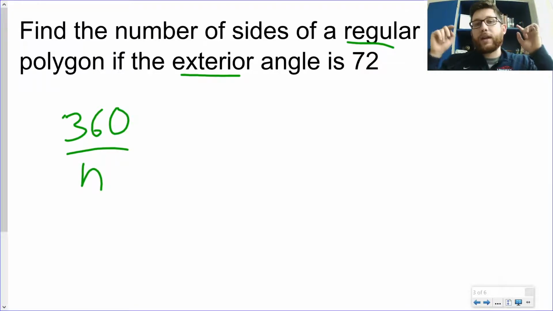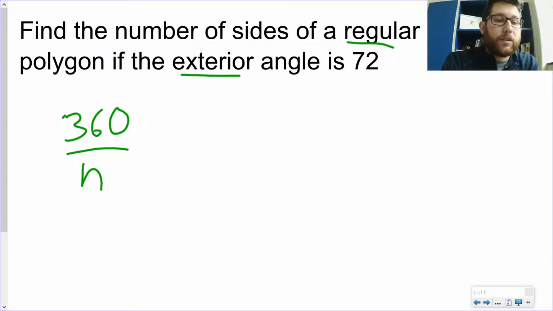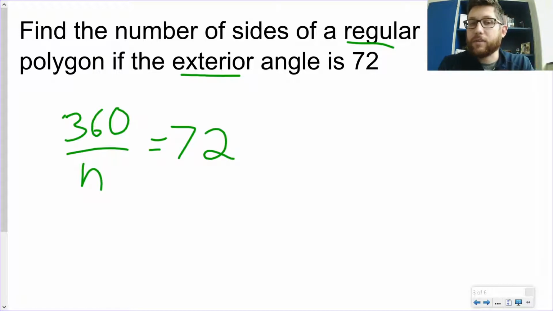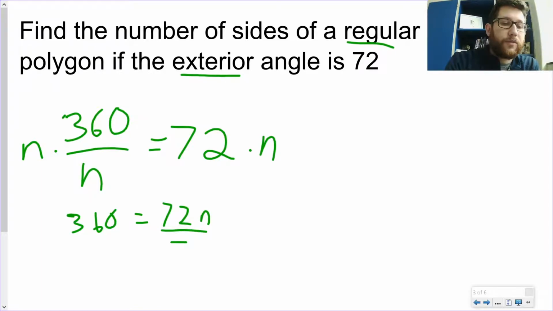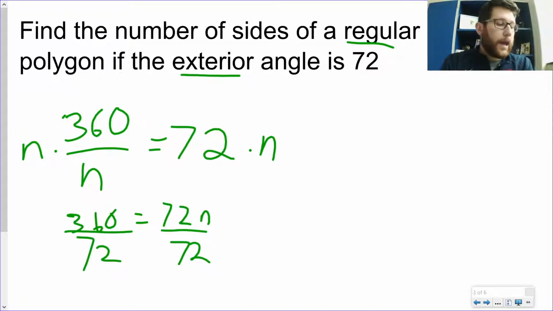Now normally I'd plug in an n value, a number of sides, and it would give me an answer, but what I'm going to do is I'm actually going to set this equal to, I have the answer, the exterior angle is 72 degrees, and then all I need to do is solve for n. So I'm going to multiply by n on both sides. So I have 360 is equal to 72n, and then I'm going to divide both sides by 72. Okay? And if I do 360 divided by 72, n is equal to 5.